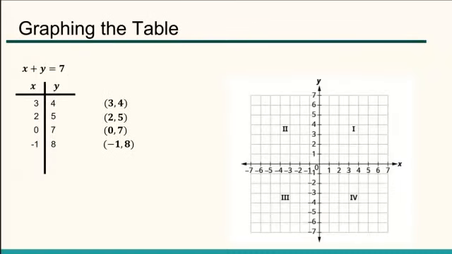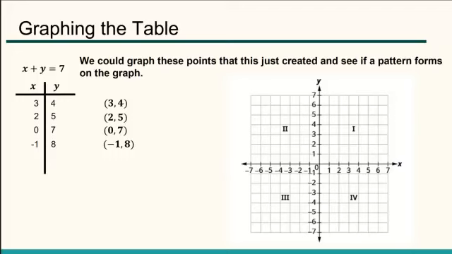So just copy down what I had, and then we're going to plot some points. I'm going to plot the point (3, 4). To plot the point (3, 4), I'm going to go to the right 3, and then I'm going to go up 4. There's my point. So we're just graphing these points that we just created, and we're going to see if a pattern forms on the graph. Let's plot the point (2, 5). I'm going to go to the right 2 and up 5. There it is. That looks pretty.